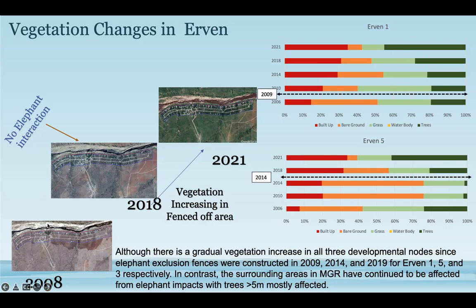And when you look at this base map, which was gotten from Google, before the elephant exclusion fence was constructed for event 1, you can see how vegetation is distributed in this area. While, when there is no elephant interaction, the vegetation has been on an upward increase. The same thing happened in event 5, where vegetation has increased from 2014 to 2021, as you can see from this proportion chart.